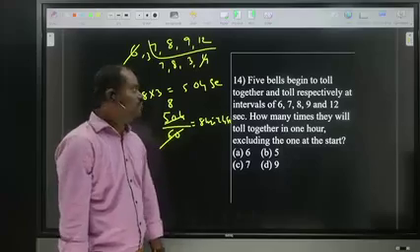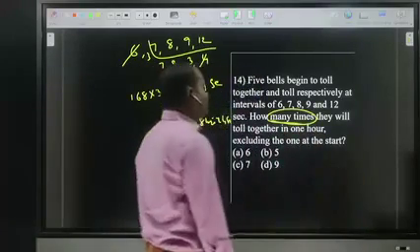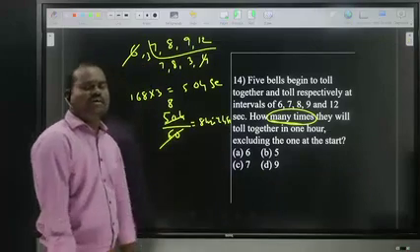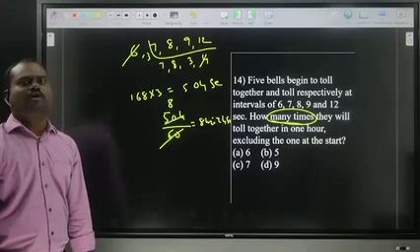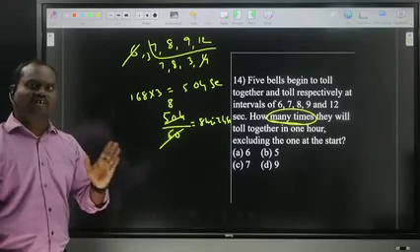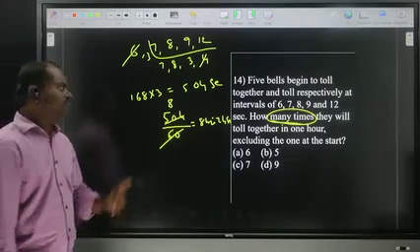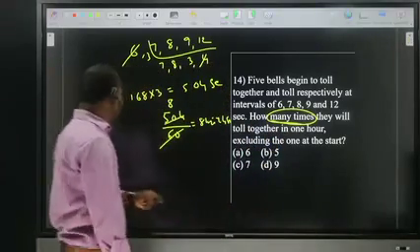Every 8 minutes 24 seconds. But the question is asking how many times they will ring together in 1 hour. Every 8 minutes 24 seconds means roughly how many times? 8th minute, next 16th minute. In that way, 1 hour means how many minutes? I will show it here for your understanding.